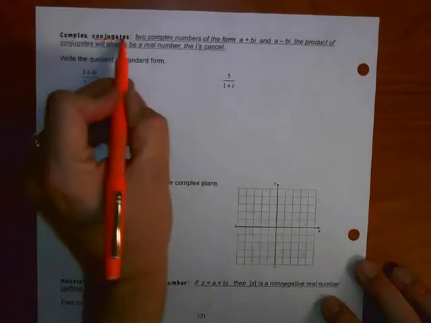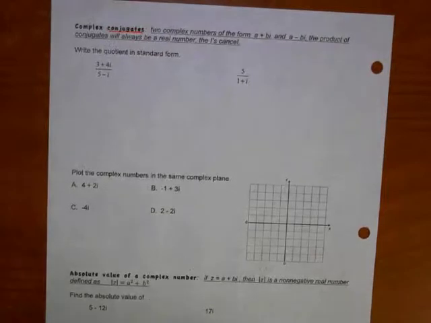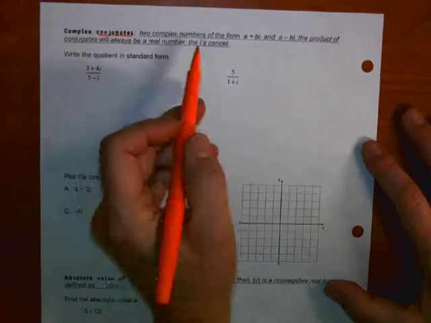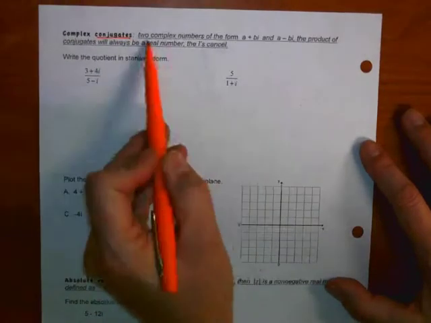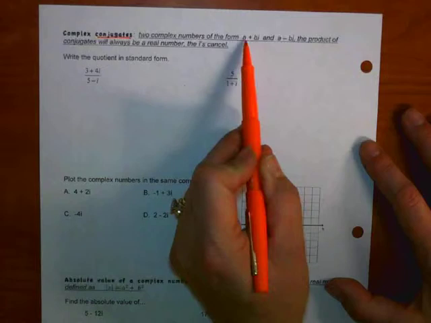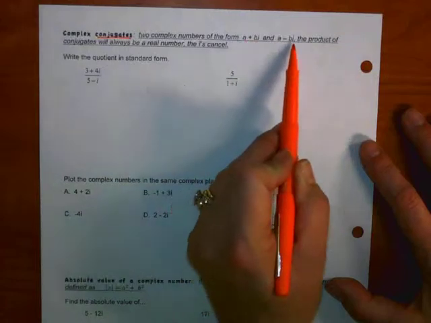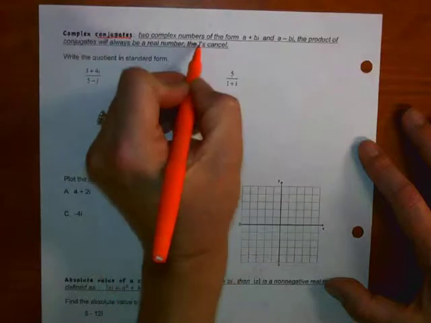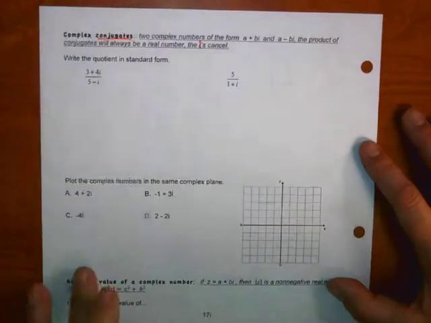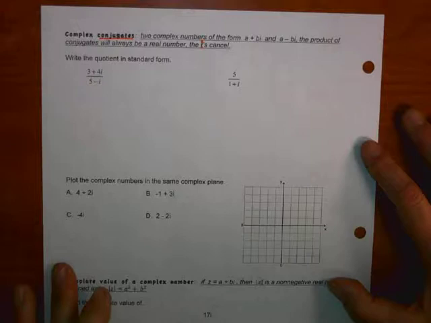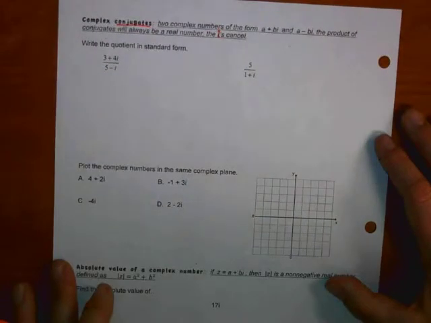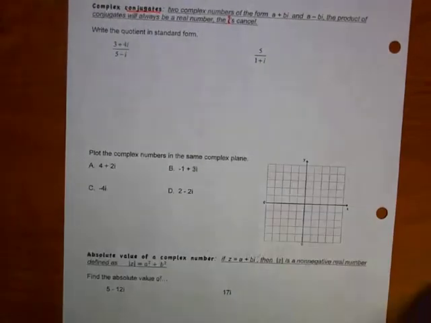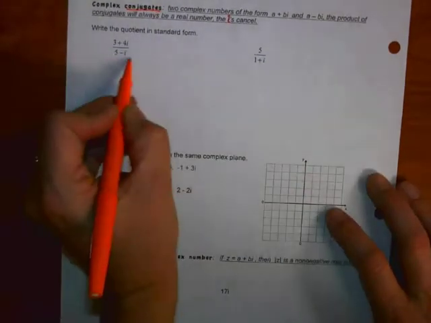Oh, look at, there's that word again. Complex conjugates. All right. So much excitement over imaginary numbers. Two complex numbers of the form a plus bi and a minus bi. The product of the conjugates will always be a real number. The i's cancel. When you multiply conjugates of imaginary numbers, you're always going to get a real number. So, if I have to solve this, what am I going to multiply to clear my denominator?